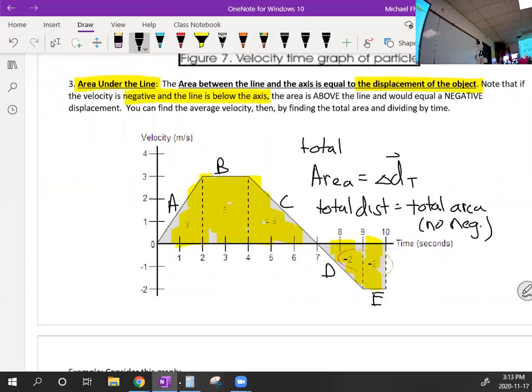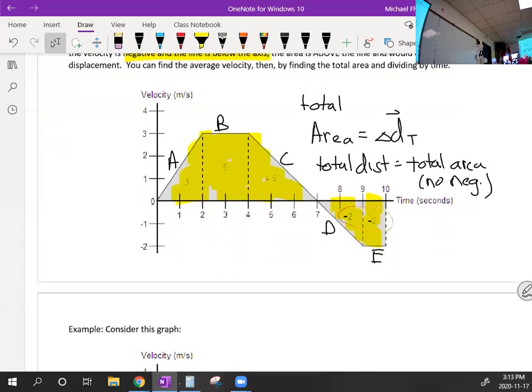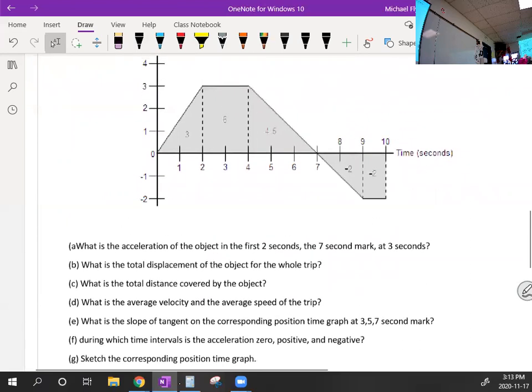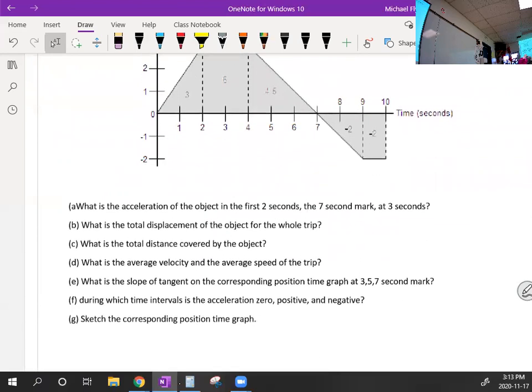Okay, so keep that in mind. All right, so now that we know slope is equal to acceleration and area equals displacement, now let's look at the questions. So here are some questions for you. It's the same graph, second page. So what's the acceleration during the first 2 seconds?